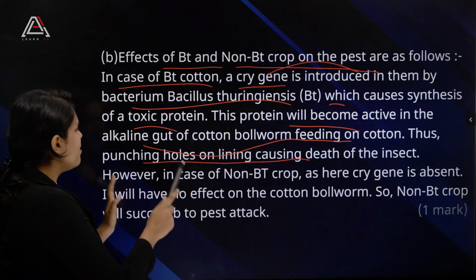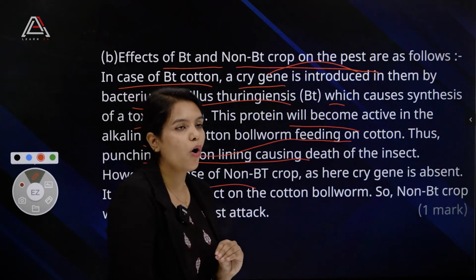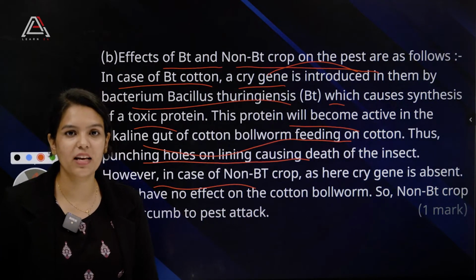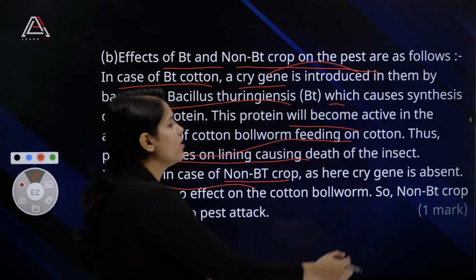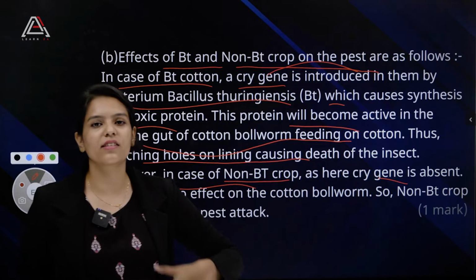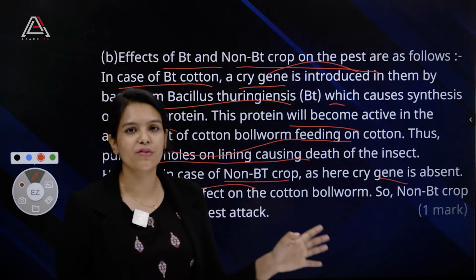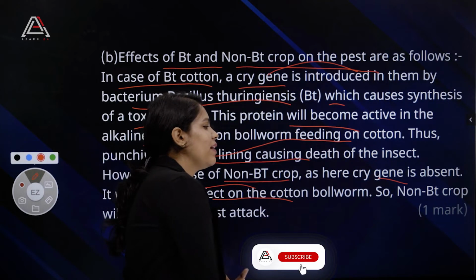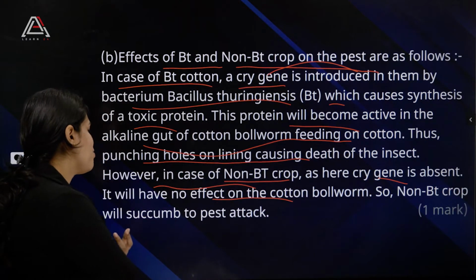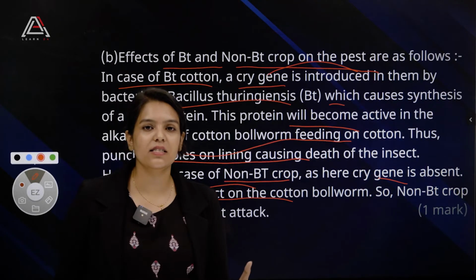Okay, second part, you can mention what effect it has when they are eating the non-BT crop. So in non-BT crop there is no cry gene, or any sort of resistant gene present. So what will happen? The cotton bollworm will eat it, and eventually the non-BT crop will succumb to the pest attacks.